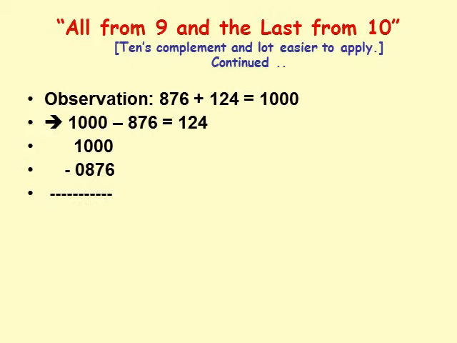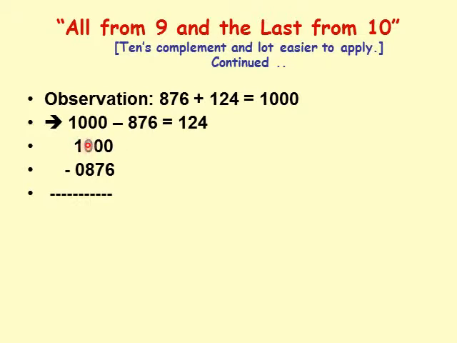4 in the units column, 0 minus 6, which is 6 from 10. 2 is in the tens column, which is 9 minus 7, that means 7 from 9. The 1 is in the hundreds column, which is 9 minus 8 is 1, that means 8 from 9. And 0 is in the thousands column. So in the thousands column, it must be 1 minus 1, which is 1 less than before.